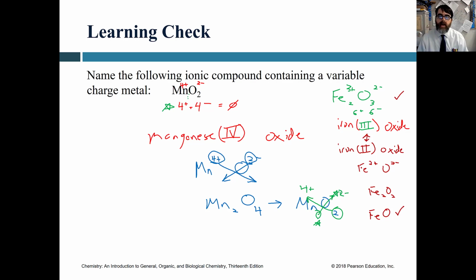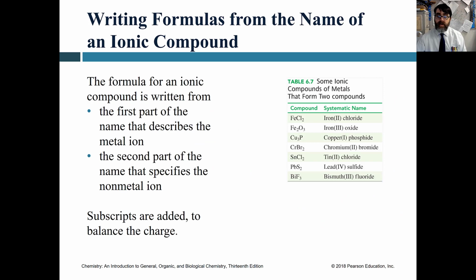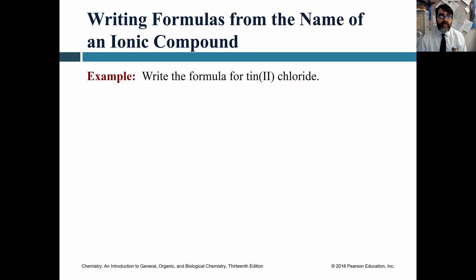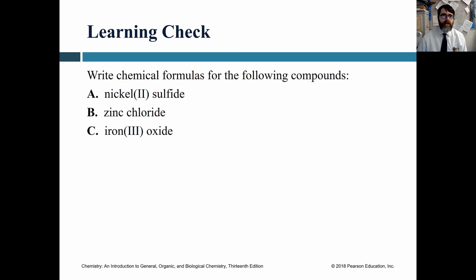This slide just says more of the same, so I'm just going to move right along. And here we're going to come up with the formula for tin 2 chloride. So that's Sn with the 2 plus charge, Cl with the 1 minus charge, and that gives us SnCl2. Some more practice over here. Nickel 2 sulfide, so that's Ni2 plus, S2 minus. Do the crisscross thing, you end up with Ni2S2, which simplifies down to NiS.